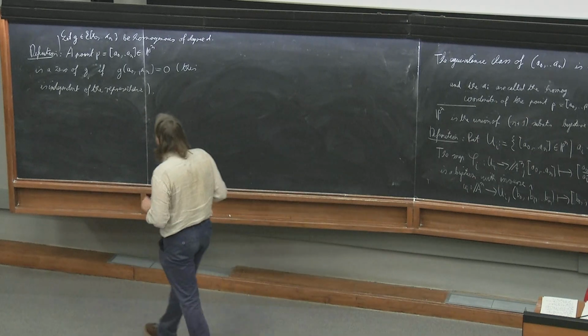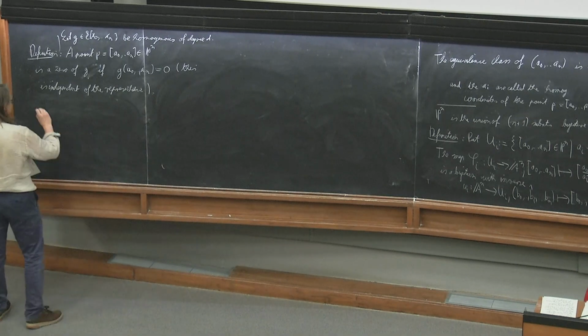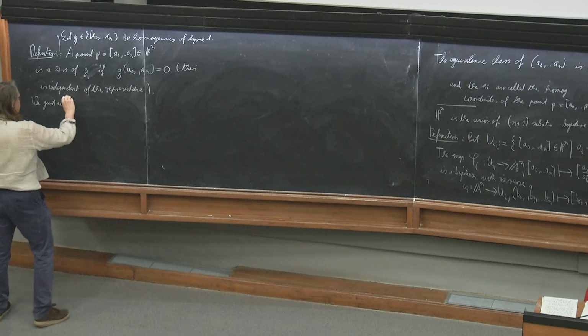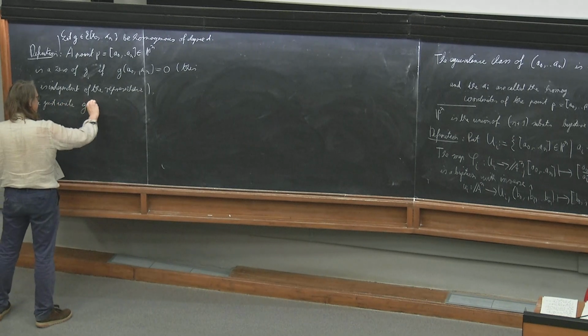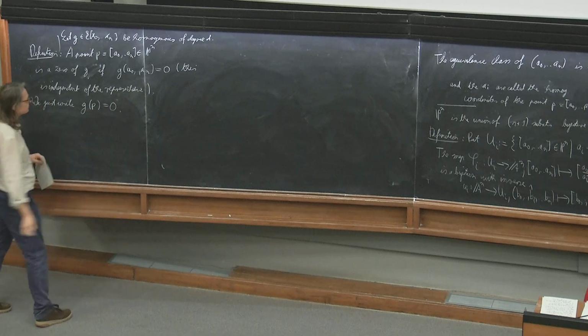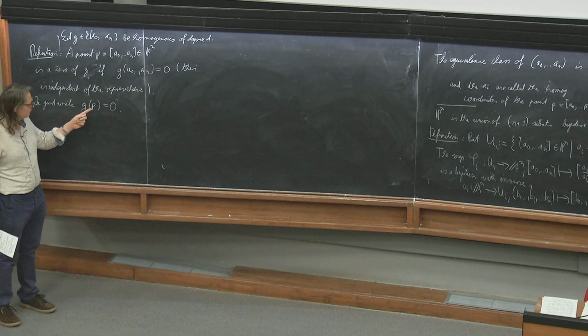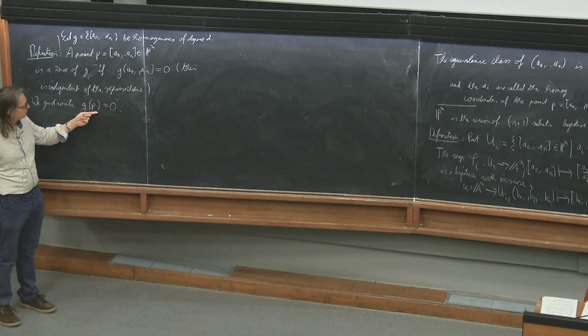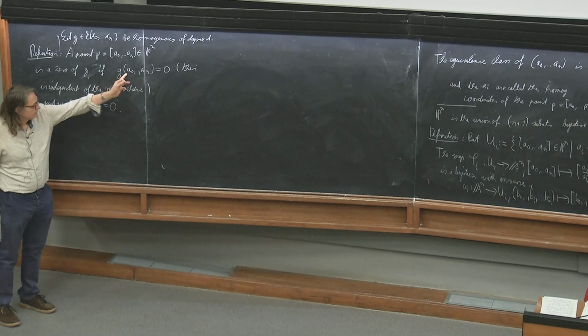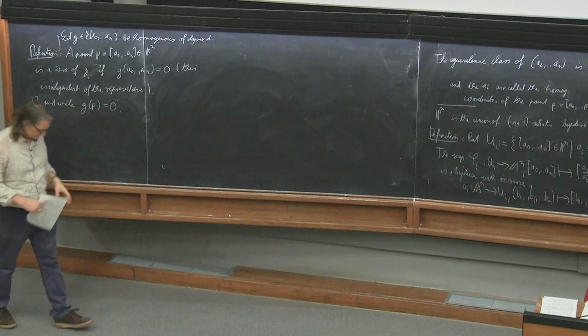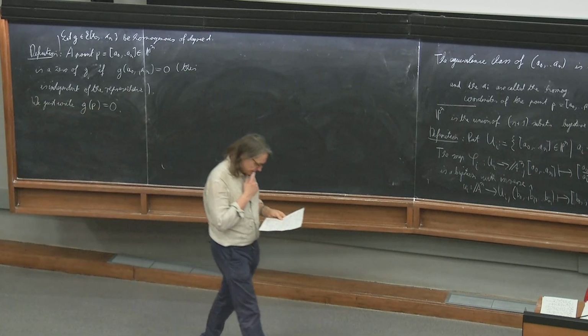And in that case, we just write G of P is equal to 0. So note that G of P itself doesn't make sense, because if I multiply all the coordinates by a constant, I get something else. But that G of P is equal to 0 does make sense, and that's what we do here.